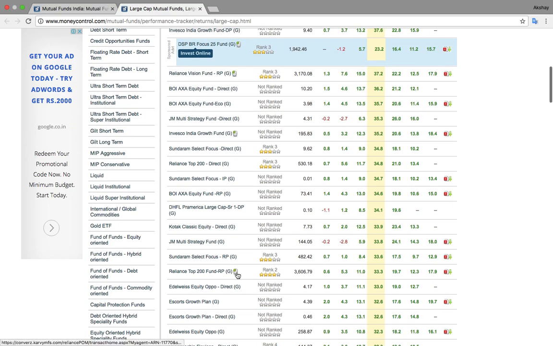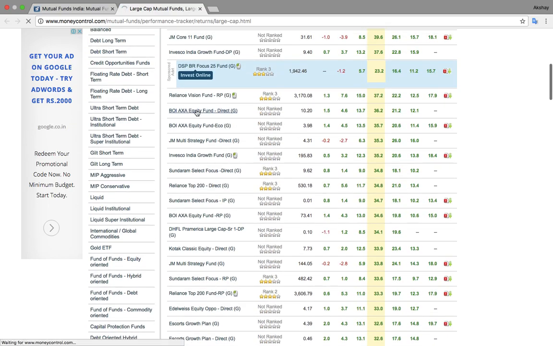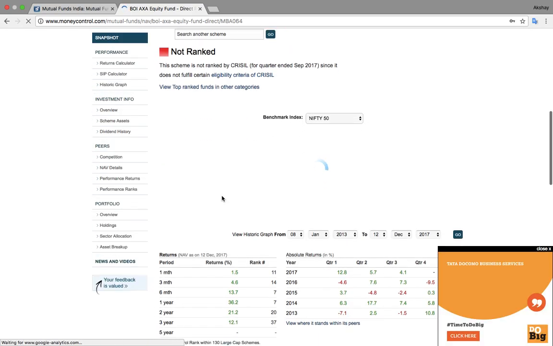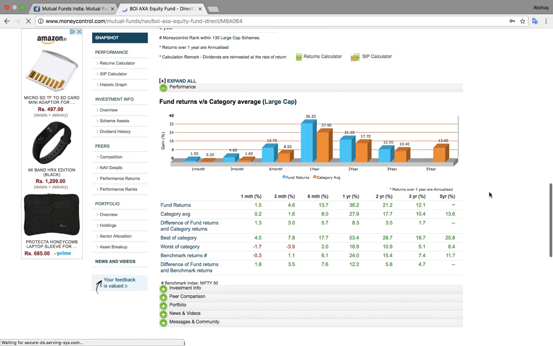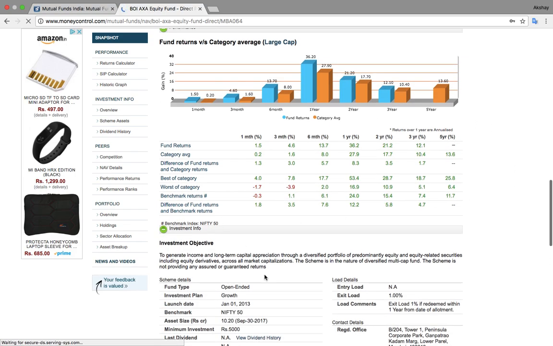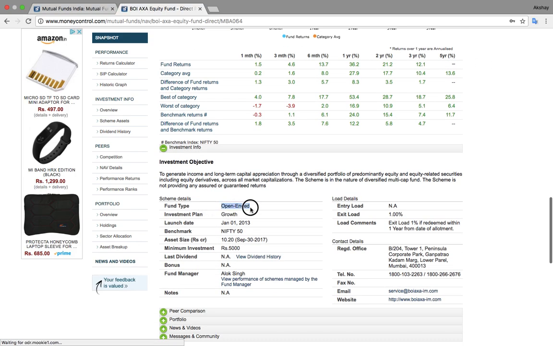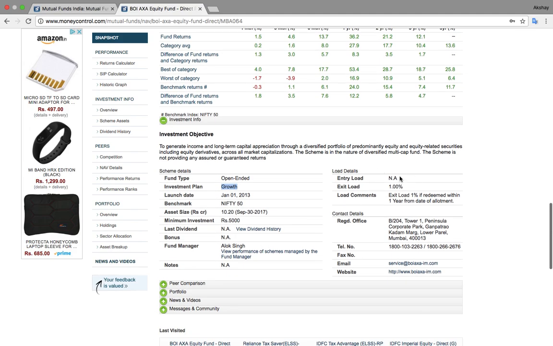And you can check some more details. You can click here, and you can see the fund type is open ended, its option is growth, the entry load is nothing, and the exit load is 1%, but only if you try to sell it before 1 year. If you sell it after 1 year, then the exit load is also 0.